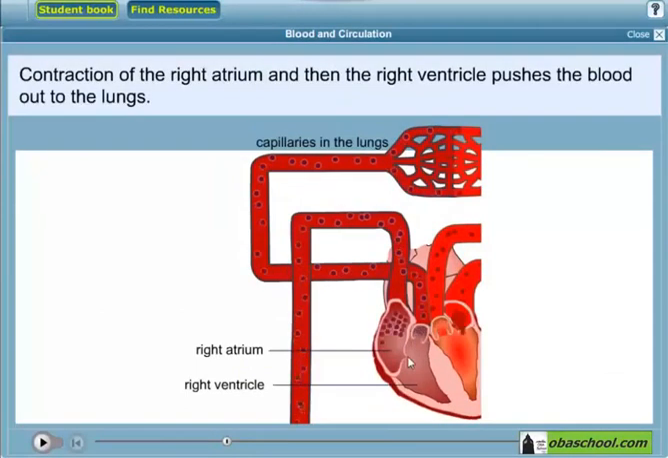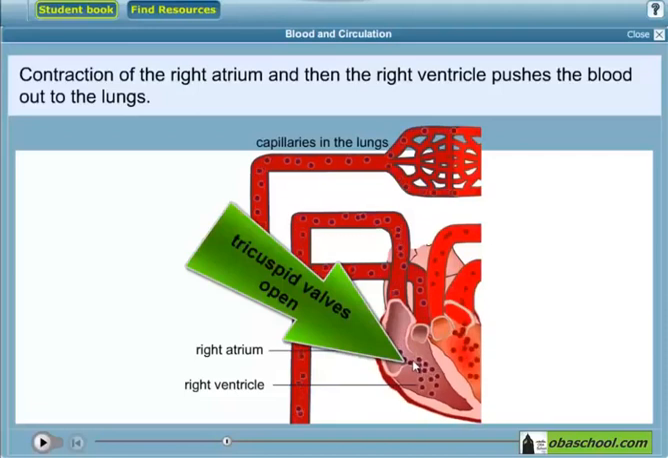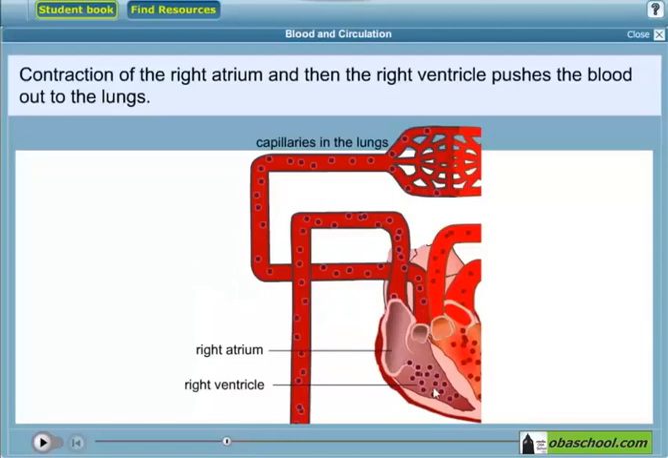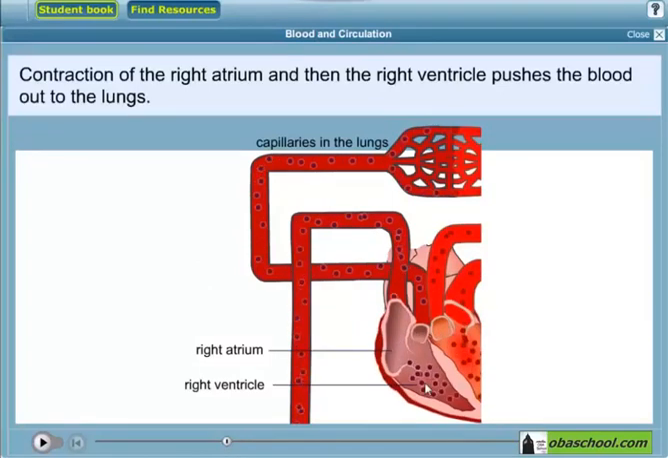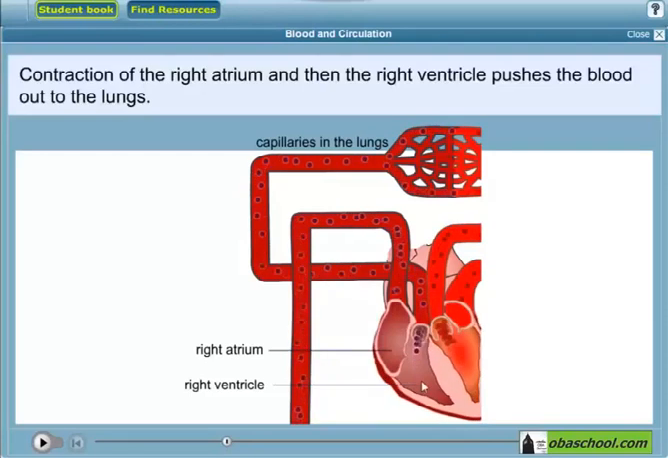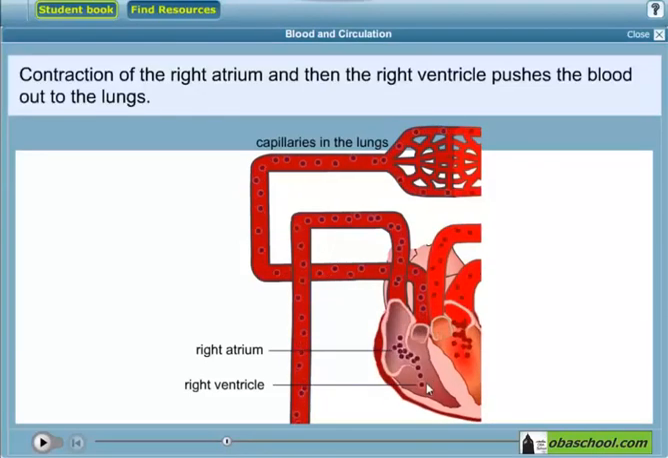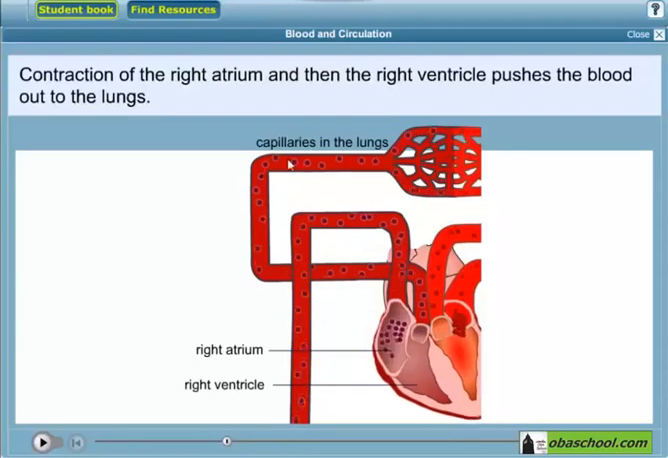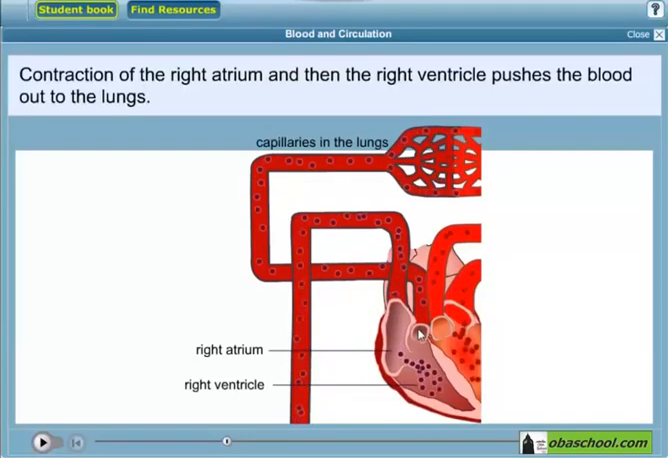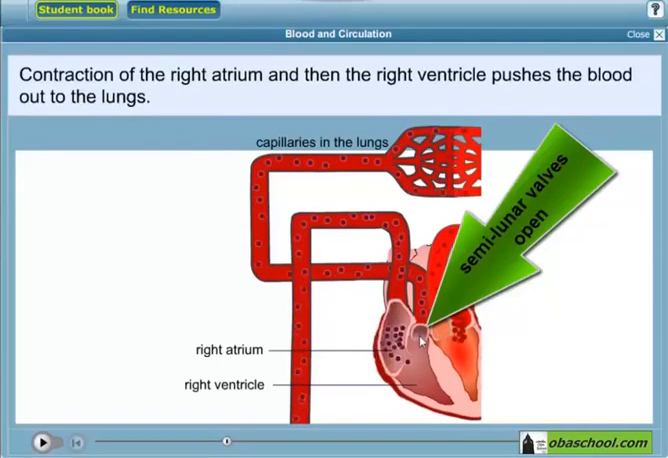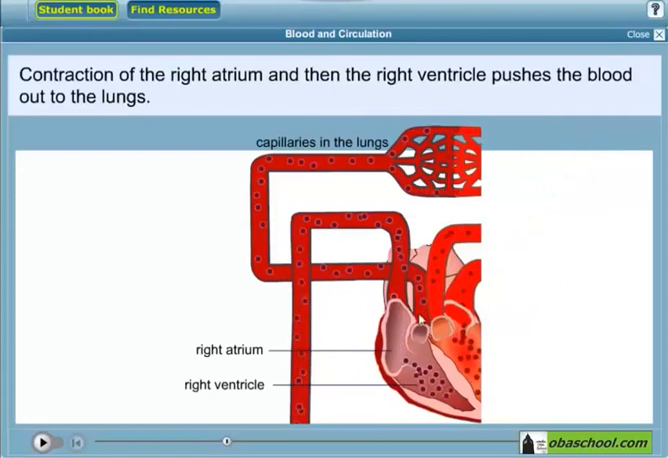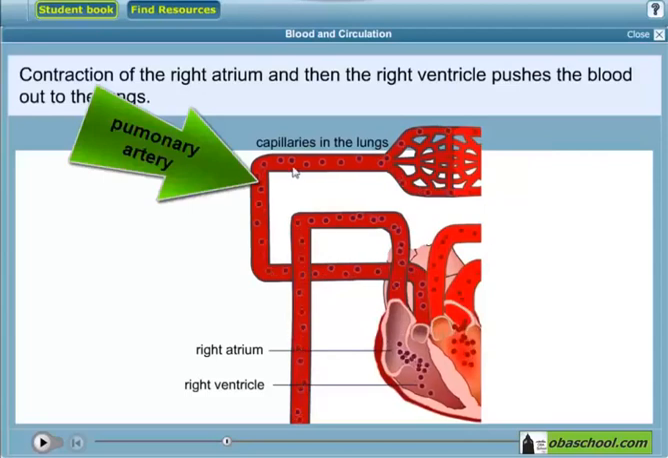First, we have the right atrium contracting to push the blood to the right ventricle. This causes the tricuspid valves to open, and now the deoxygenated blood is found in the right ventricle. Then the right ventricle is going to contract. Once it does that, the deoxygenated blood is pushed into the pulmonary artery, opening the semilunar valves because of the force of this push. And then it is carried by the pulmonary artery to the capillaries at the level of the lungs.